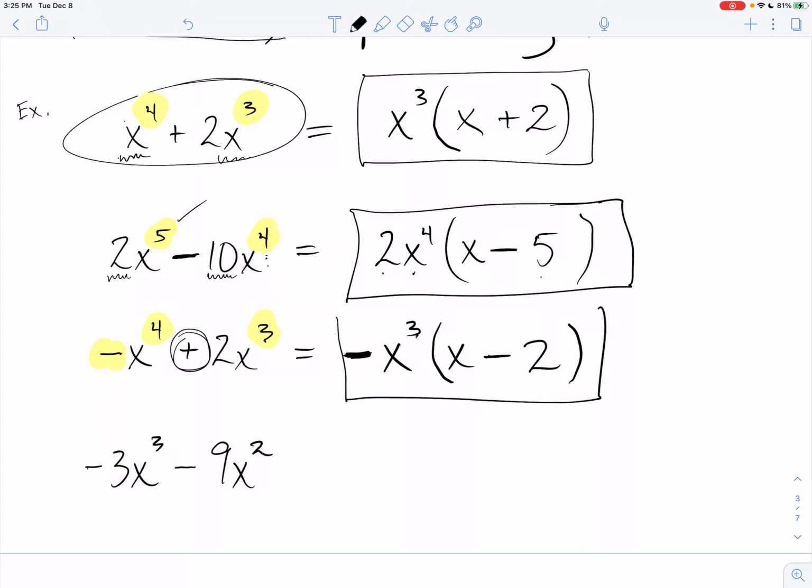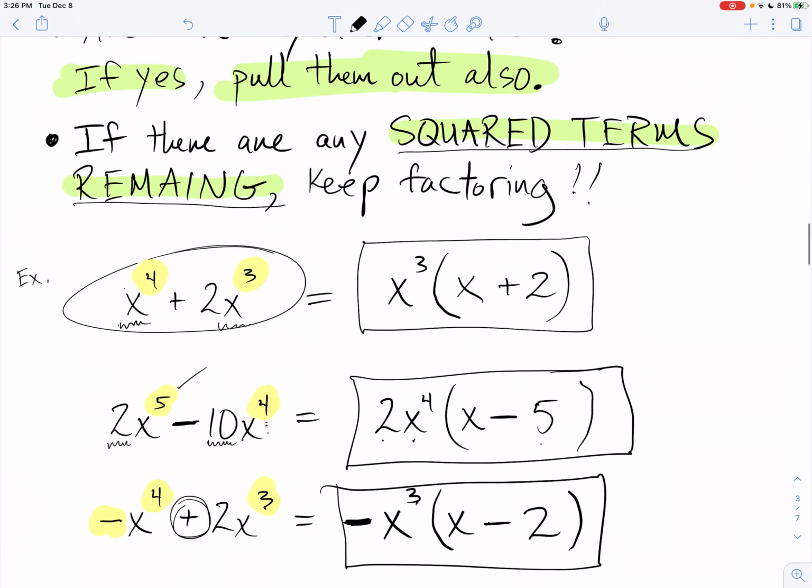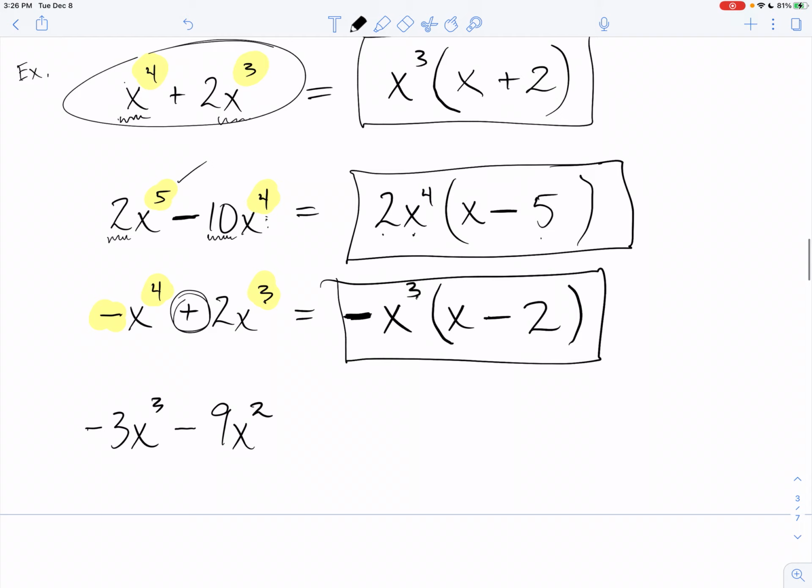And I'm going to say, guess what? That is the answer. Like I said, every single one of these first examples has something in common. Once I take out a GCF, that's it, sometimes. This isn't squared. I could write ones in there, but I'm not going to. I only keep factoring if there's squared information remaining, and I don't see any.